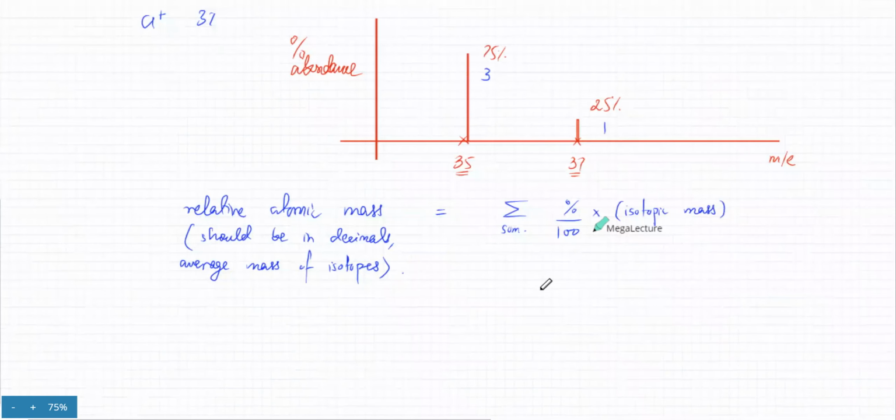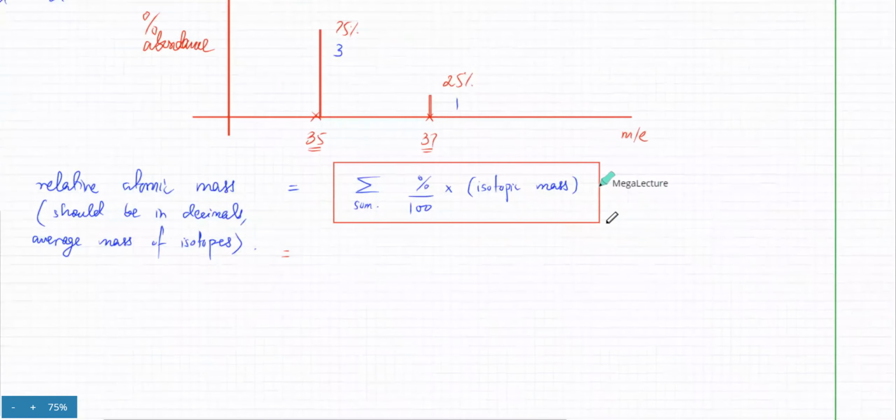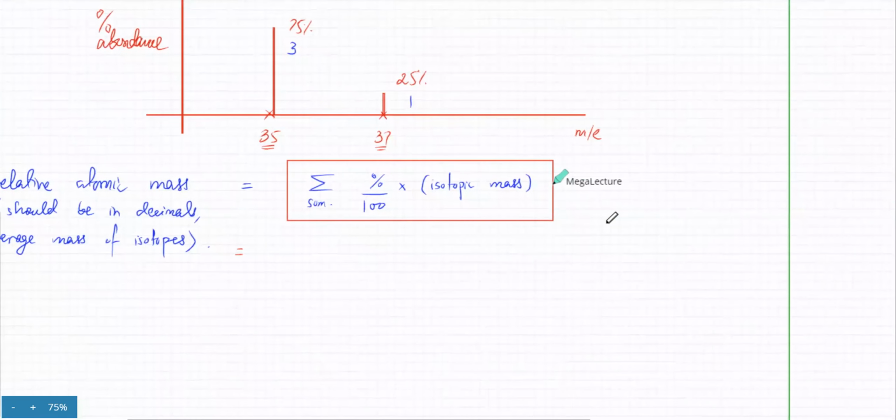What this formula basically means is it's a way of finding averages. So how do you find averages usually? This formula is simply a formula for calculating the average. Like for example, if there's 75% chlorine 35 and there are 25% chlorine 37, if you use this formula, you're going to get an average. So just a little logic about how this formula works.